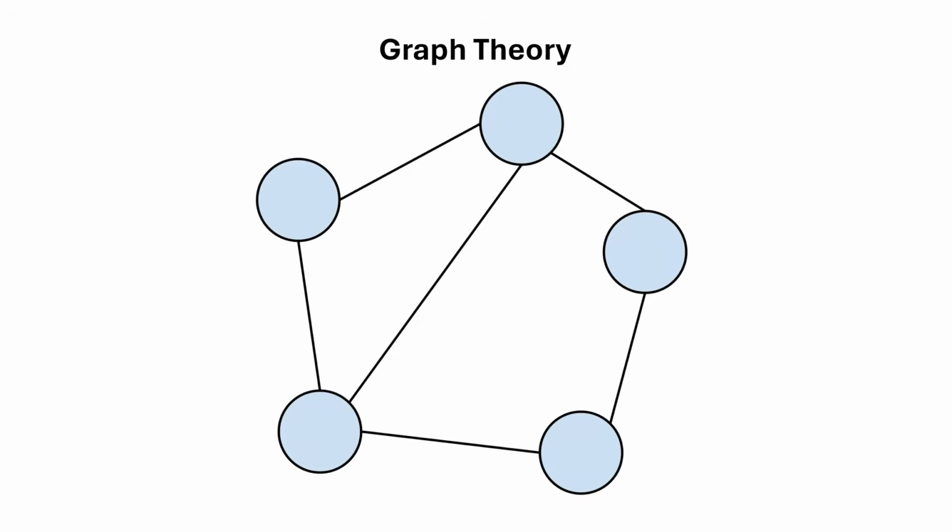Graph theory. Graph theory is the study of objects called graphs that model pairwise relations between objects. Each object is represented as a node, and each relationship is represented by an edge connecting two nodes. Edges can be directed or undirected. Graph theory is the study and analysis of such graphs and their properties.